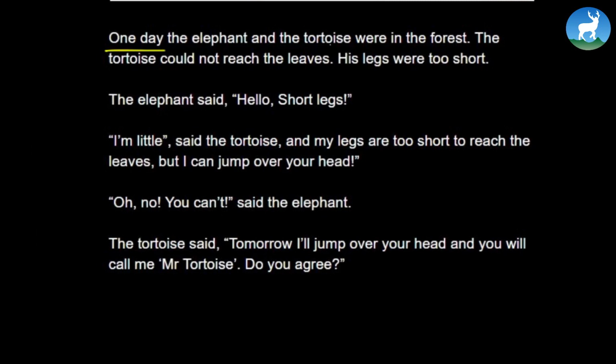One day, the elephant and the tortoise were in the forest. The tortoise could not reach the leaves. His legs were too short. The elephant said, "Hello, short legs." "I'm little," said the tortoise, "and my legs are too short to reach the leaves. But I can jump over your head." "Oh, no, you can't," said the elephant. The tortoise said, "Tomorrow I'll jump over your head and you'll call me Mr. Tortoise. Do you agree?"